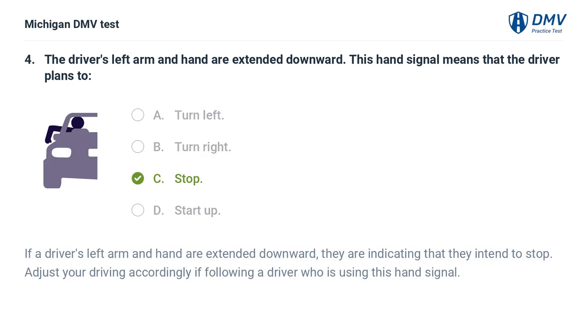C. Stop. If a driver's left arm and hand are extended downward, they are indicating that they intend to stop. Adjust your driving accordingly if following a driver who is using this hand signal.